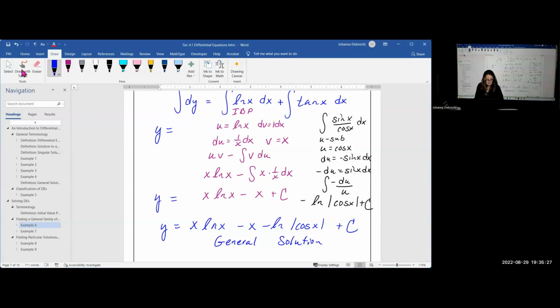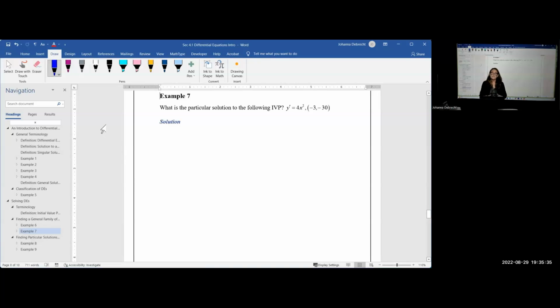Let's take a look at the next example, which is example number 7. In this one, we're looking for a particular solution, which must mean we have an initial value, and we do. We're told the point -3, -30. So when x is -3, y is -30. That's basically what it's saying, all right? So this is on the original function y. So our differential equation is y prime equal 4x squared. It is, in fact, first order. It is linear, and it is an ordinary differential equation.